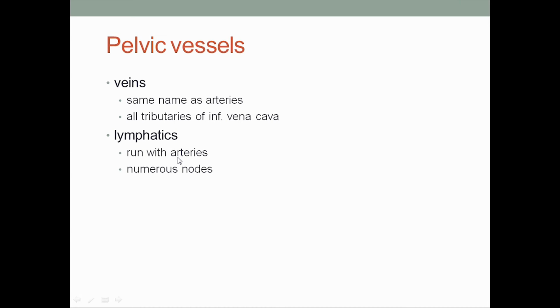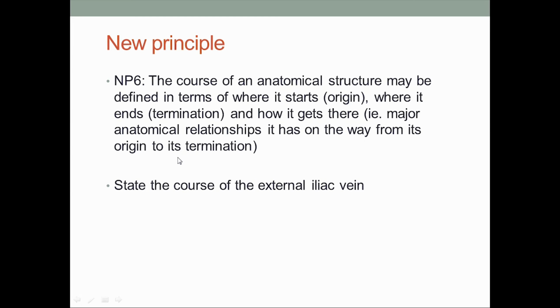The next idea I want to consider is a principle related to describing the course of anatomical structures. Now, this is usually used for nerves and vessels, although it can be used for other structures, but there are three key aspects to it. When we're describing the course of a structure, we can talk about where it starts, that is its origin, where it ends, that is its termination, and how it gets there, that is what are its major relationships, using appropriate anatomical terminology, to other structures as it makes its way from its origin to its termination.